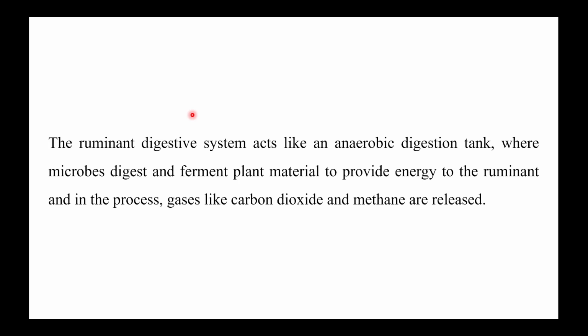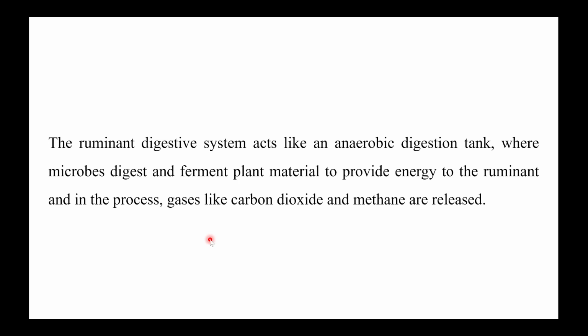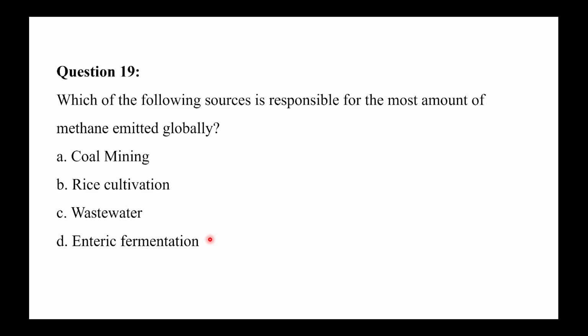So the same thing is written. Microbes digest and ferment the plant material to provide energy to the ruminant, and in the process, gases like carbon dioxide and methane are released. That's clear? Any doubt? Moving on to the next question.